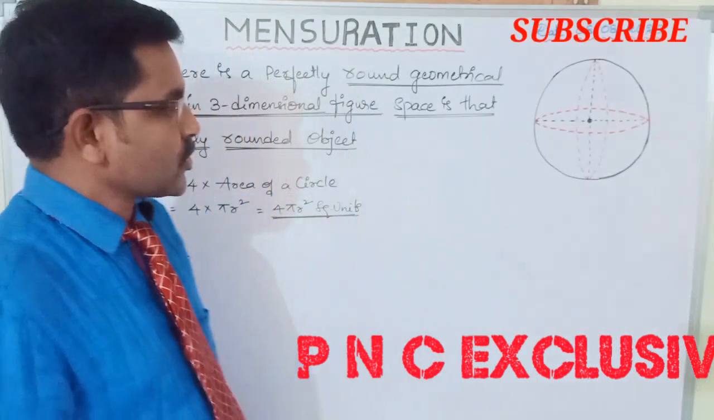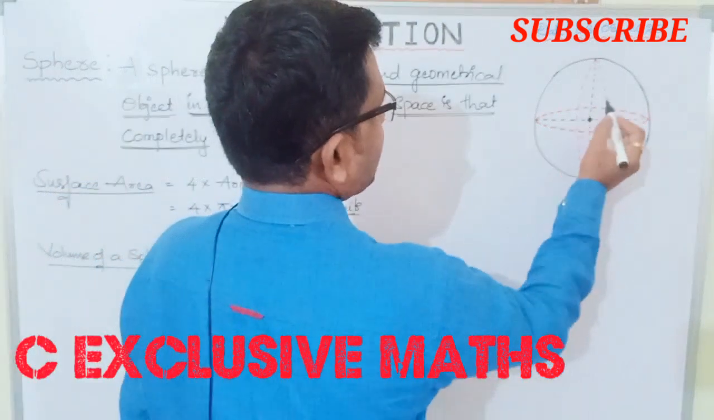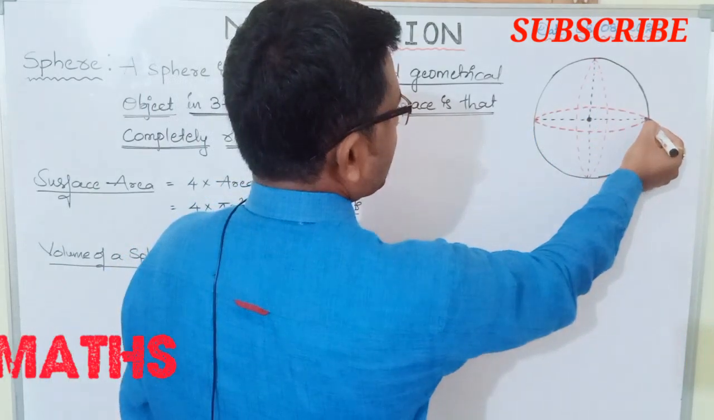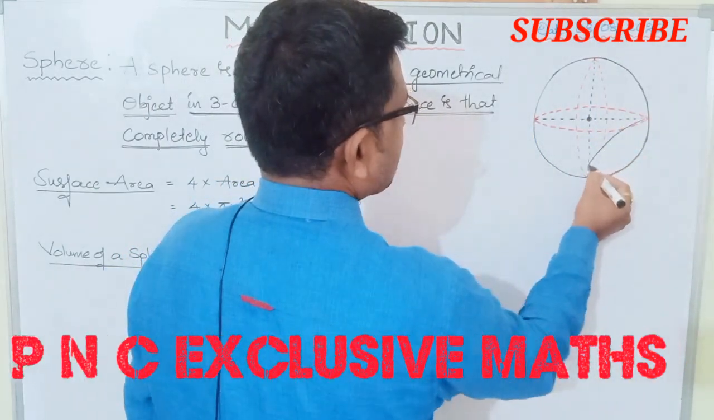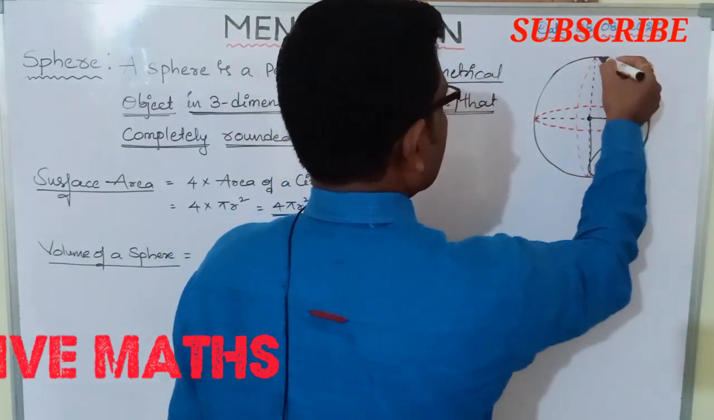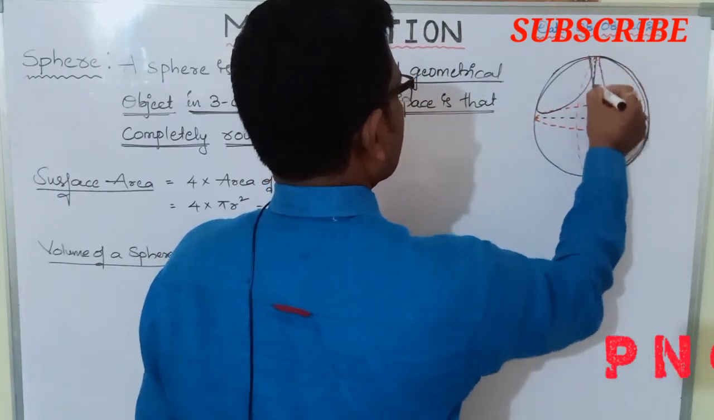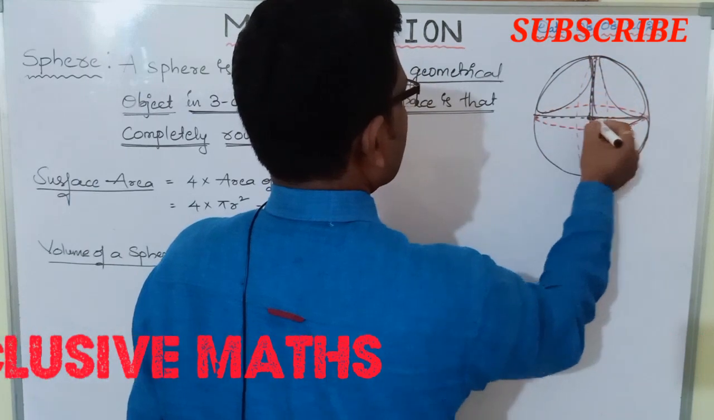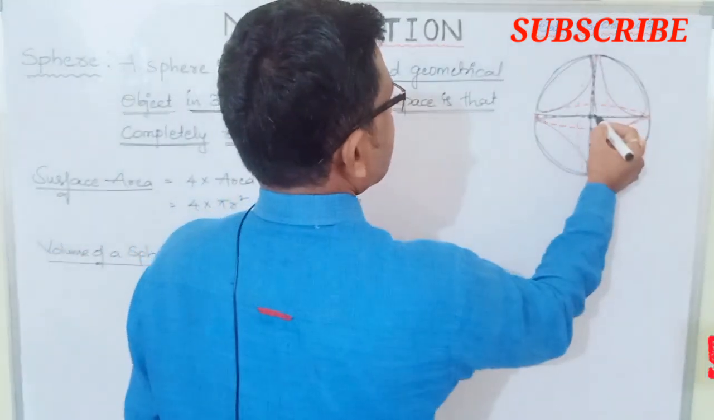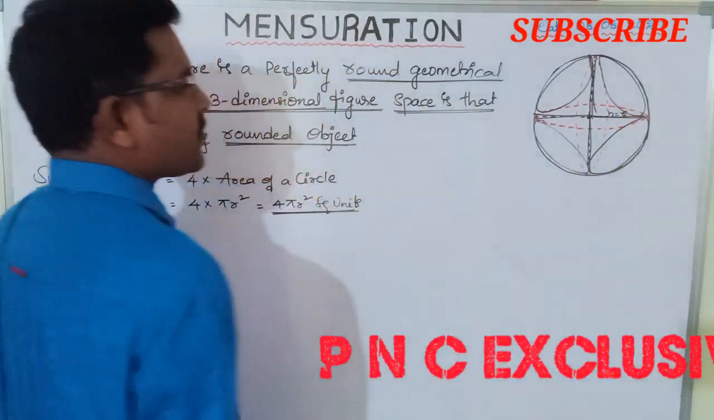So now coming to volume of a sphere. From the diagram, how many cones appear in this sphere? Here we observe one cone, here the second cone, here the third cone, here the fourth cone. The height of a cone is nothing but the radius of the sphere.